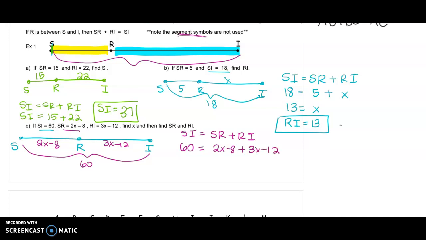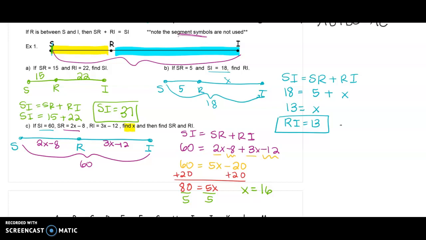And then you'll solve that equation. Remember, you solve by combining your like terms. So 60 is equal to 5x, and negative 8 and negative 12 makes minus 20. I'm going to add 20 to both sides to get 80 equal to 5x. Divide by 5, and we get that x is equal to 16.